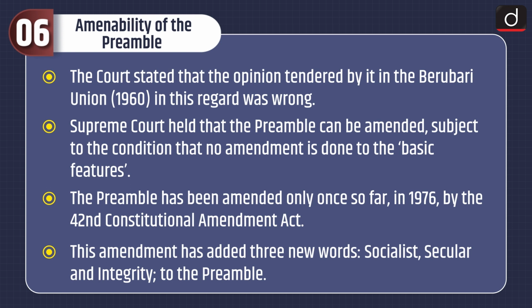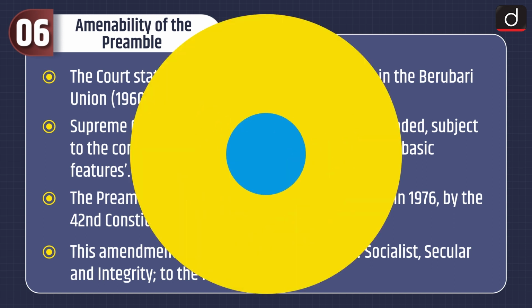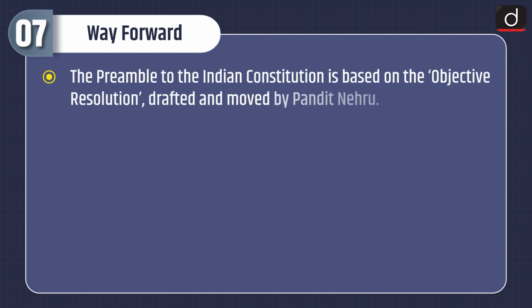The Preamble has been amended only once so far, in 1976, by the 42nd Constitutional Amendment Act. This amendment has added 3 new words, socialist, secular and integrity, to the Preamble. Now lastly, moving on to the way forward.